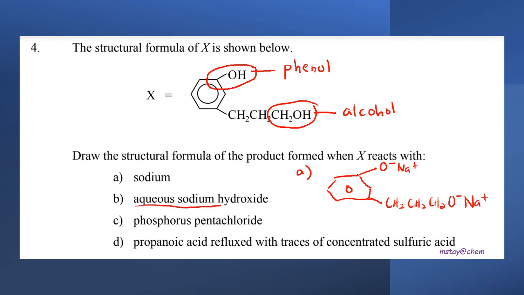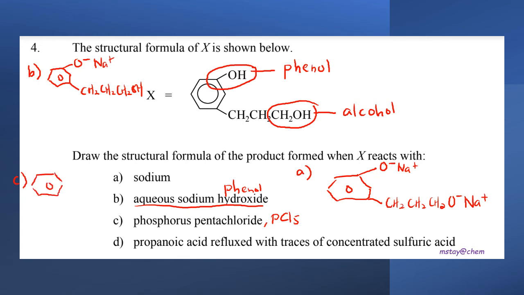And then aqueous NaOH will only react with the phenol. Therefore the structure will become a benzene ring attached to O negative and Na plus. Because alcohol will not react with the aqueous sodium hydroxide, CH2, CH2, CH2OH will remain unchanged. Phosphorus pentachloride refers to PCl5. So for this one, the bond will break between R and OH, which involves the alcohol. So this is the structure for the answer C.